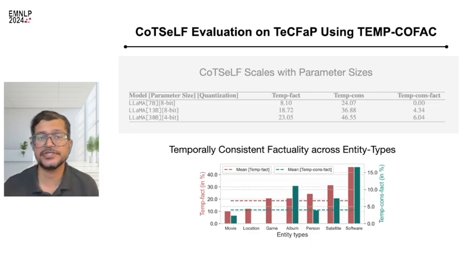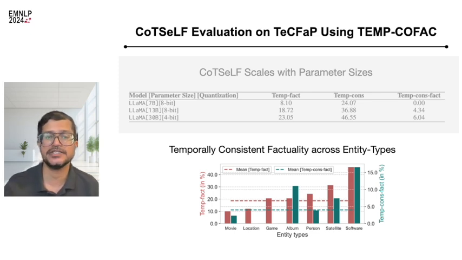In the next set of experiments, we try to find out the association of entity types and temporally consistent factuality. What we find is that generic entity types such as person and location names perform destitutely in comparison to specific entity types such as software and satellite names.